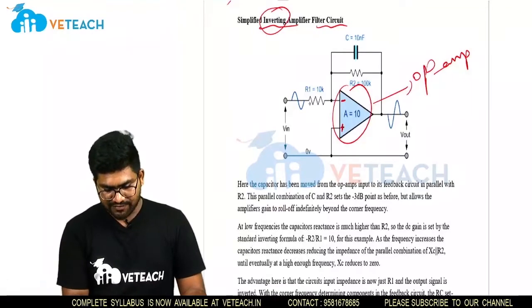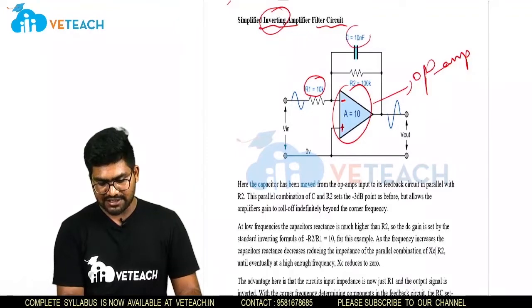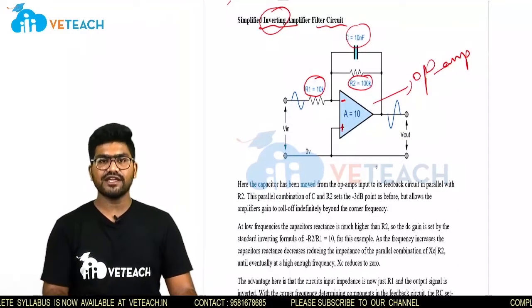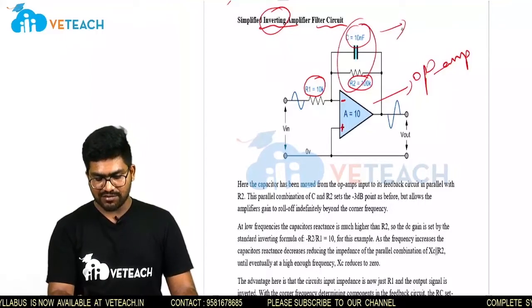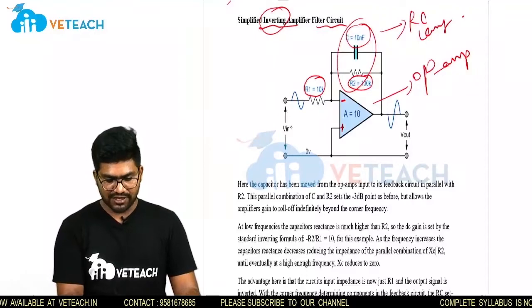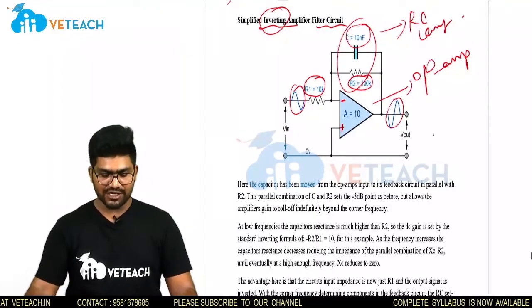So this is the circuit, and here I am taking R1 as 10k ohm, and capacitor C as 10 nanofarad and R2 as 100k in parallel, because this will represent an RC low pass filter. Now here, I am giving an AC signal as input, so I also get an AC signal as output.